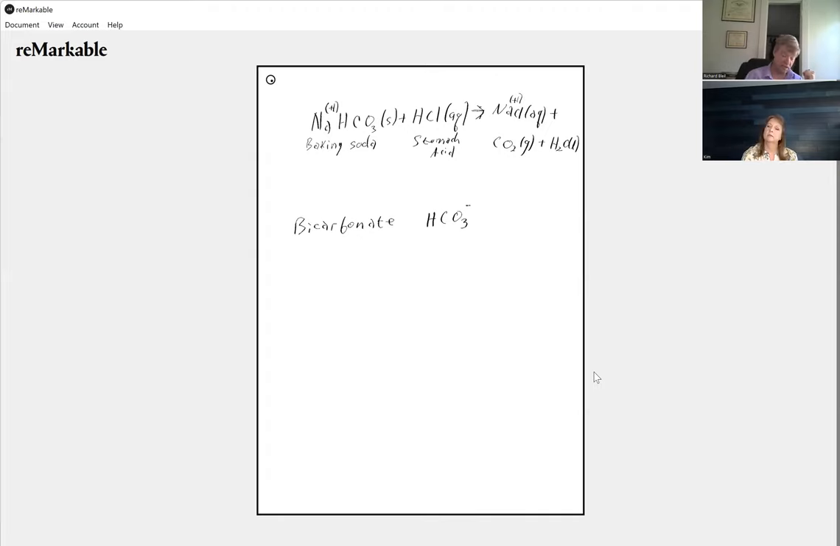Hydrogen is also group one. So its charge is typically plus one.